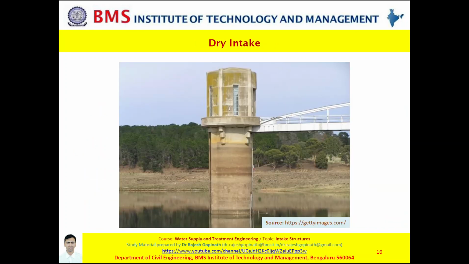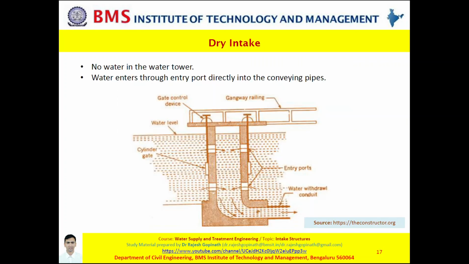Let us look at slide 16. This is a photograph of a typical dry intake. So what is a dry intake? Here there is no water in the water tower. Basically, the water will enter through entry port directly into the conveying pipes. Hence, it is termed as dry intake. Let us understand this better. Let's look at slide 17. So in this schematic, you can see how the water enters from the source into the structure, and it is directly moving into the water withdrawal conduit, that is the conveyor system.